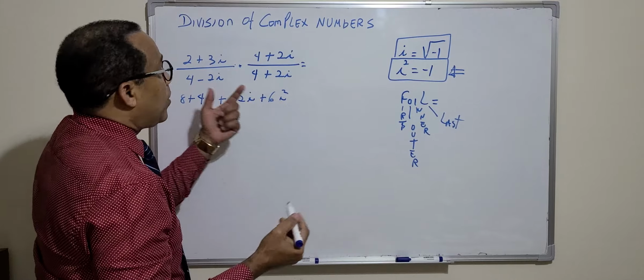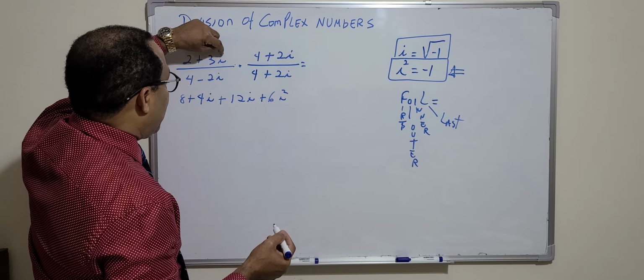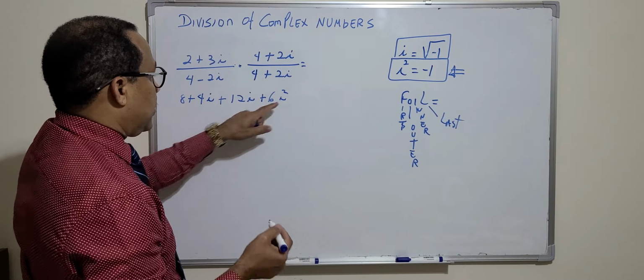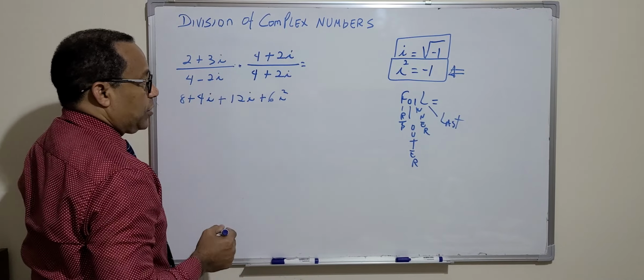Reminding you why squared: when multiplying the same variables, they have a 1 up there, so what we do is we add the exponents. So it's 6i to the second power. We have the result of the multiplication of the numerator.